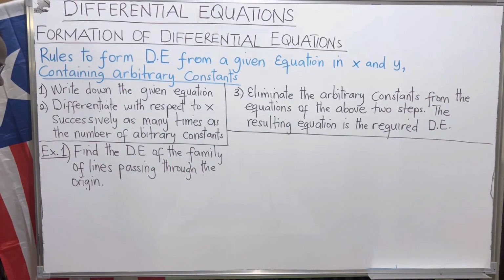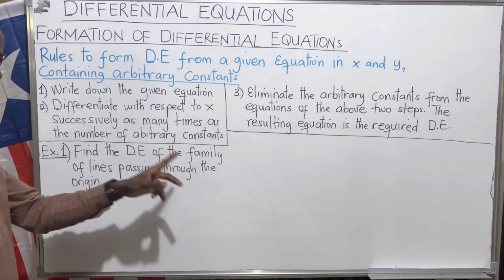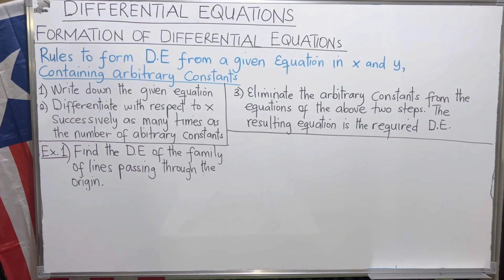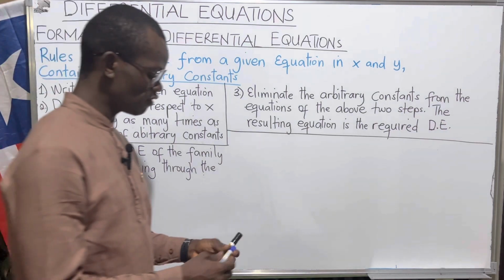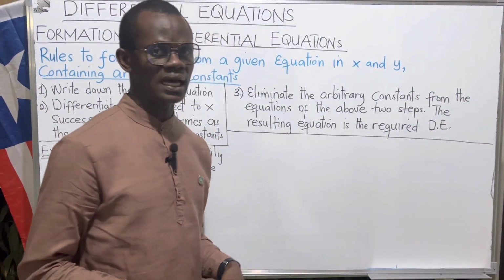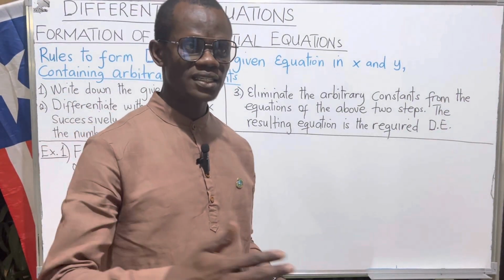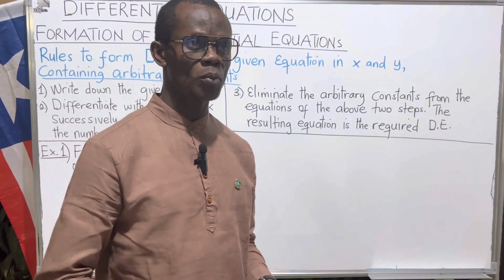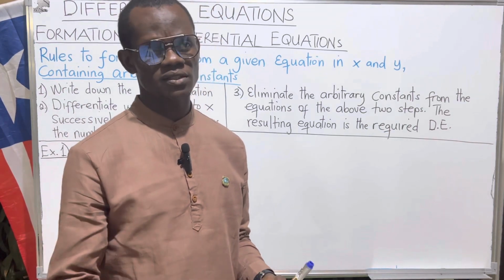The first question says find the DE of the family of lines passing through the origin. So what do we call a family of lines? Family of lines are lines that are related in one or two ways. Either they have the same slope or they have the same intercept.